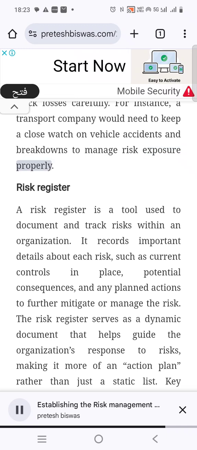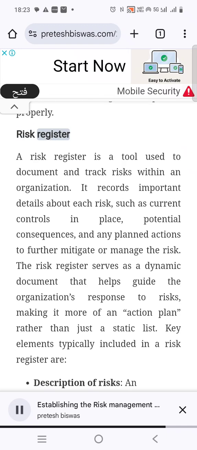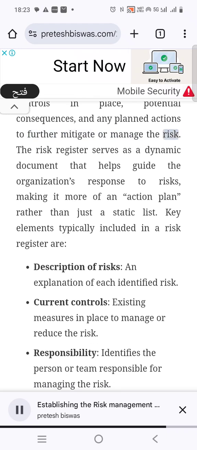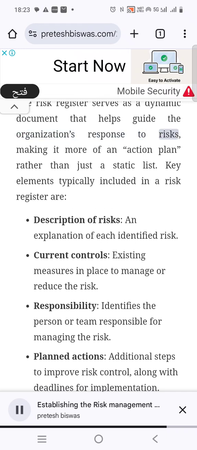Risk register. A risk register is a tool used to document and track risks within an organization. It records important details about each risk, such as current controls in place, potential consequences, and any planned actions to further mitigate or manage the risk. The risk register serves as a dynamic document that helps guide the organization's response to risks, making it more of an action plan, rather than just a static list.